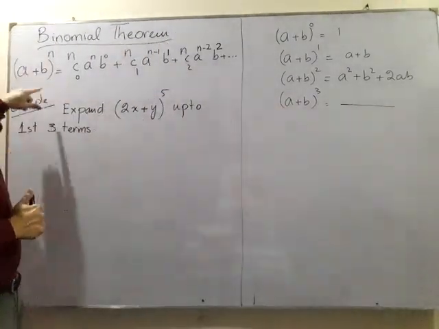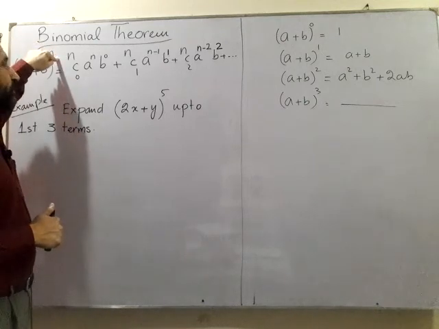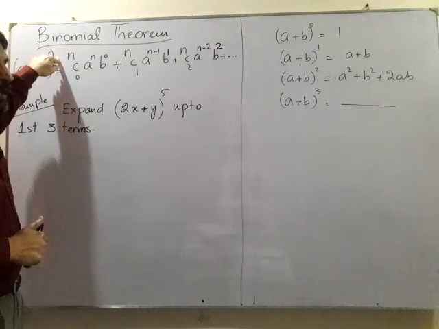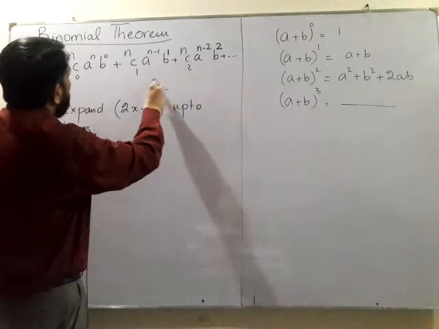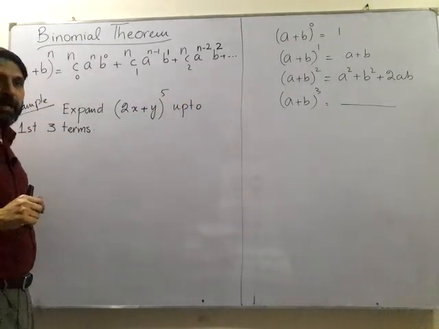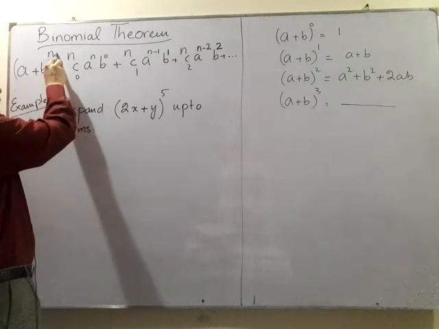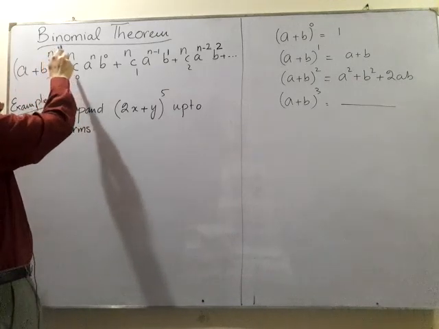So the binomial theorem was introduced to expand two terms when we have higher powers. This is the general formula, which need not be memorized because it will be given to you in the data booklet. (a + b)^n, where a is the first value, b is the second value, and n is the power.